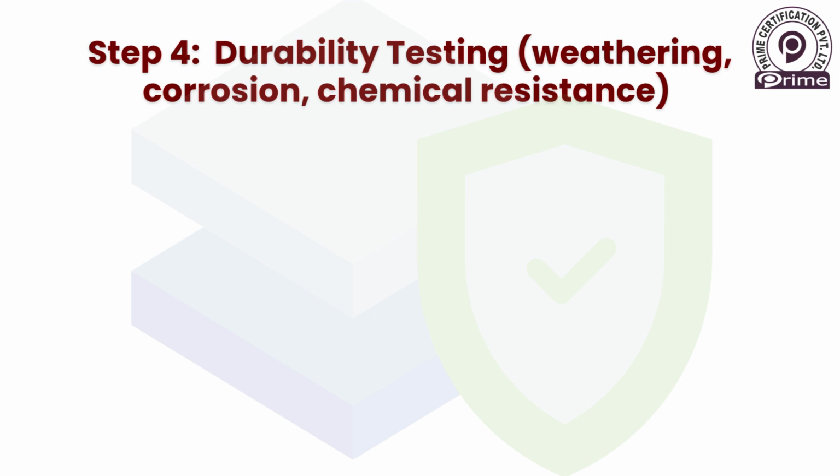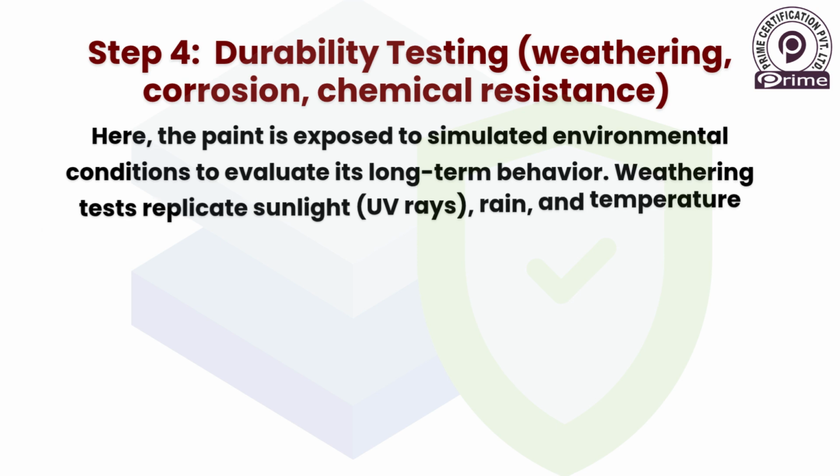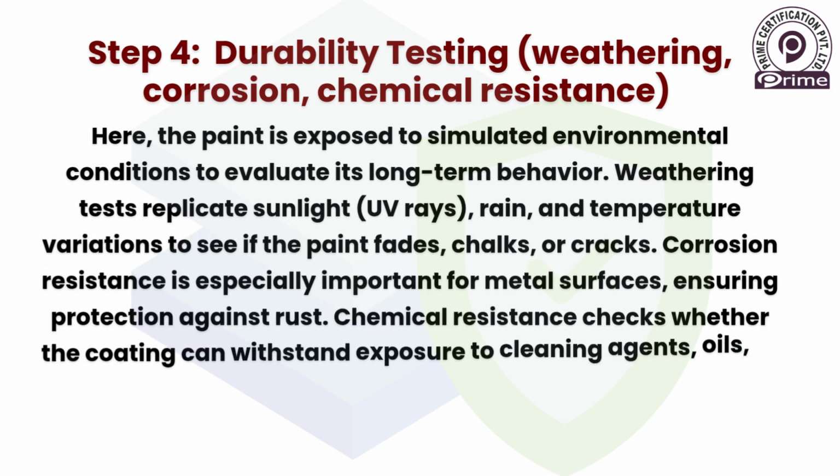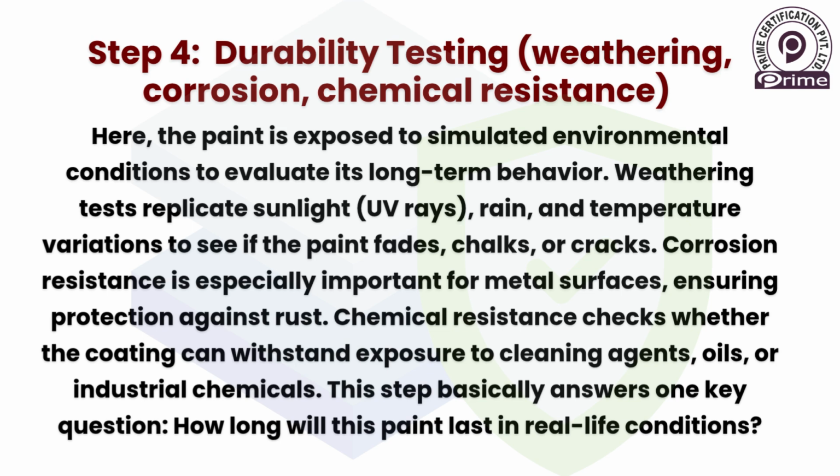Step 4. Durability testing: weathering, corrosion, chemical resistance. Here, the paint is exposed to simulated environmental conditions to evaluate its long-term behavior. Weathering tests replicate sunlight, UV rays, rain, and temperature variations to see if the paint fades, chalks, or cracks. Corrosion resistance is especially important for metal surfaces, ensuring protection against rust. Chemical resistance checks whether the coating can withstand exposure to cleaning agents, oils, or industrial chemicals. This step basically answers one key question: how long will this paint last in real-life conditions?